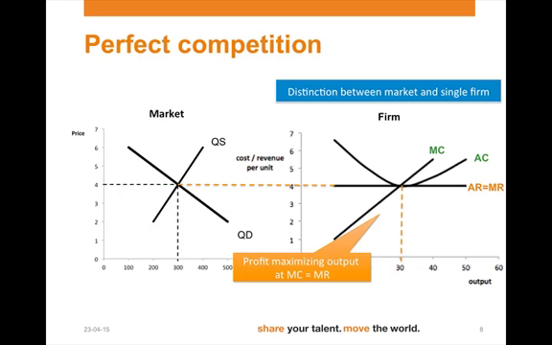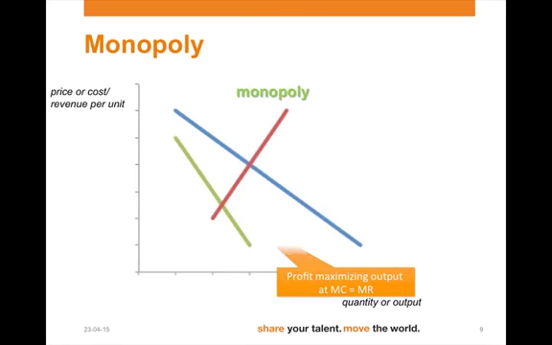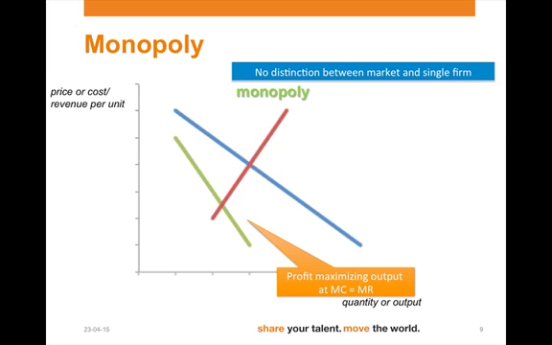As explained, we'll also have a look at the diagram for a monopoly. On your screen you will find the diagram for perfect competition. There's a clear distinction between the market and a single firm in that market. This differs for a monopoly. In a monopoly, we only have one firm. There's no distinction, therefore, between the market and that single firm.